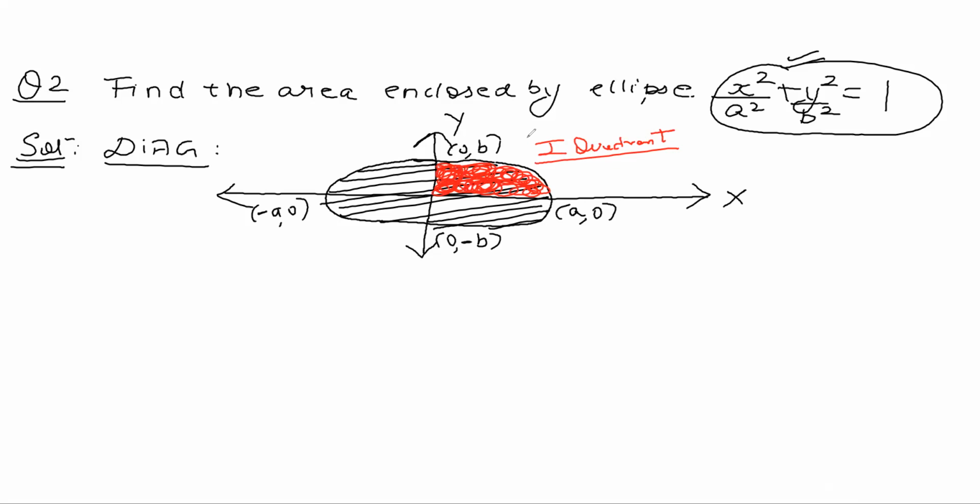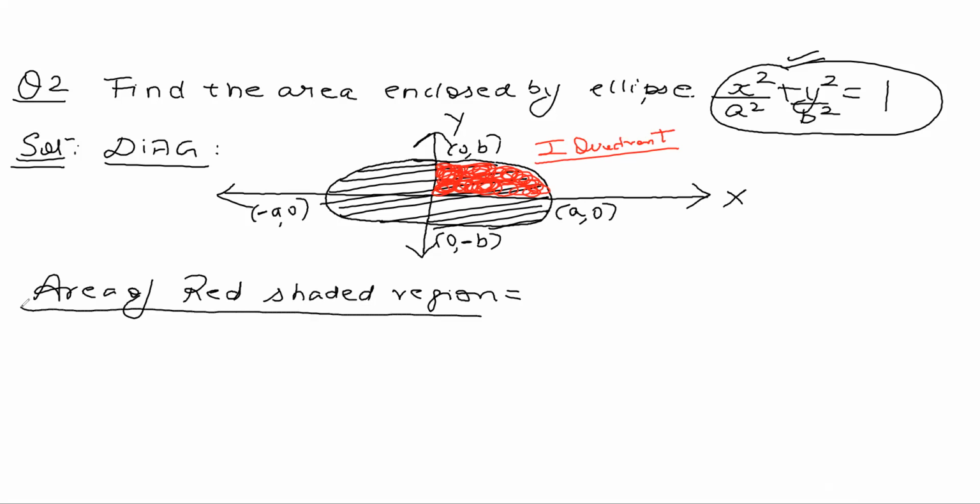So see, what are we doing? So the area of the red shaded region will be, suppose I am integrating with respect to x. So this is my origin, 0 comma 0. So x is going from 0 to a, dx. And now I have to write this equation in terms of x. Can I write this equation in terms of x?